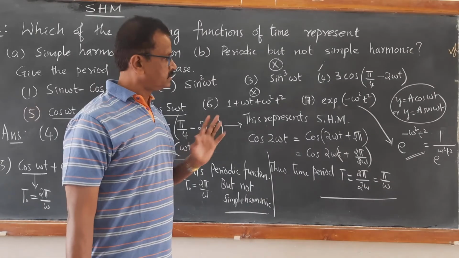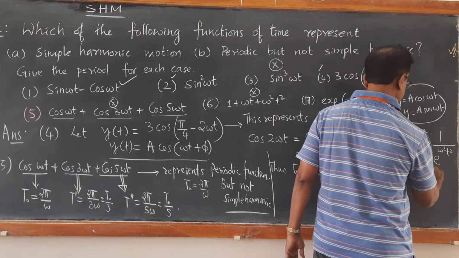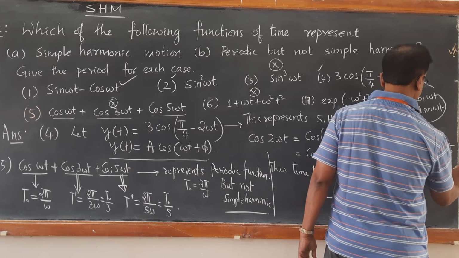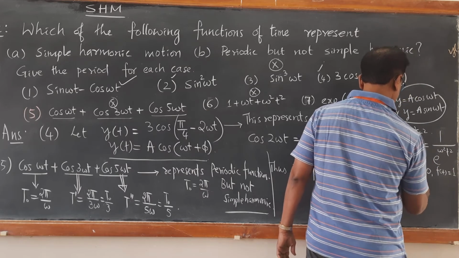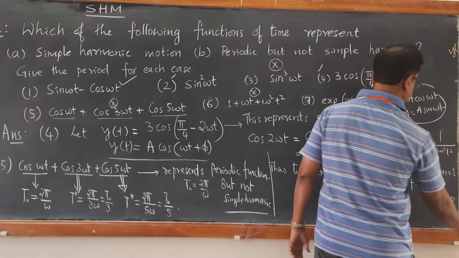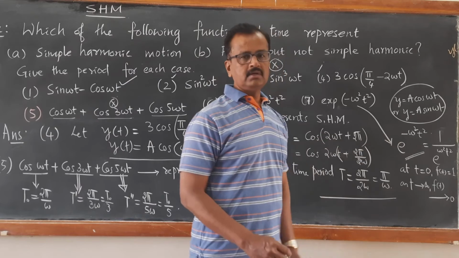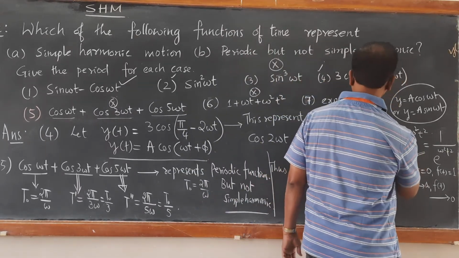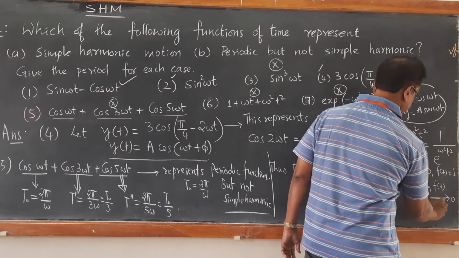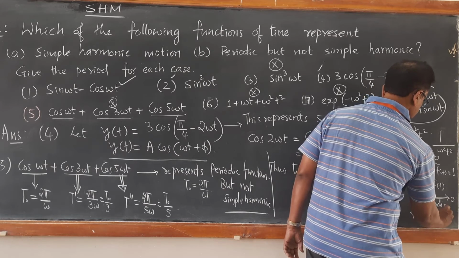1 to 0 means at t equal to 0, this function of t becomes equal to 1, and as t tends to infinity, f of t tends to 0. So we get an exponentially decreasing graph. Therefore, it is also not periodic and not simple harmonic motion.